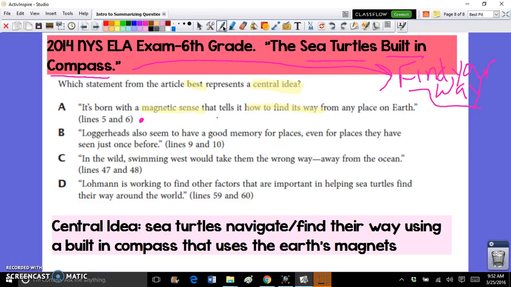Loggerheads also seem to have a good memory for places. All right, I mean, having a good memory could help you find something. But that's not really what this article is about. The article is about their built-in compass, which is not about their memory. In the wild, swimming west would take them the wrong way, away from the ocean. No, this does not show their compass. If anything, this shows the failure of their compass during the experiments. Lohman is working to find other factors that are important in helping sea turtles find their way around the world. All right, I mean, that is something that happens in the article, but if this article was about their compass, then finding other things besides the compass is not really the point of this article. So I'm going to go with A.